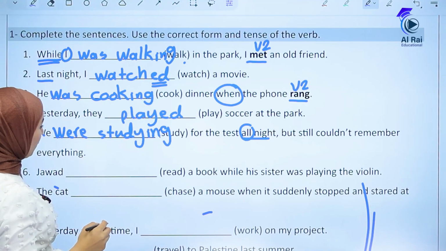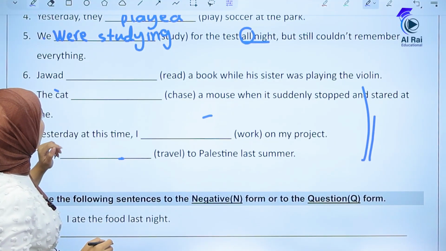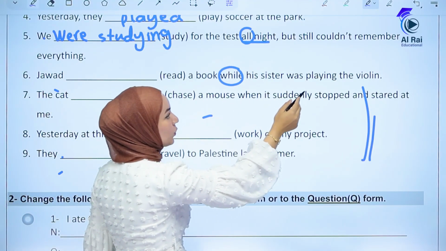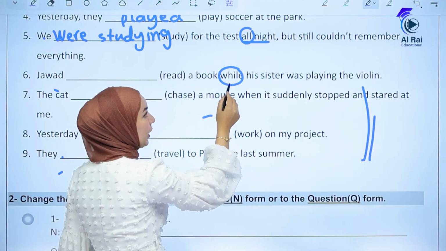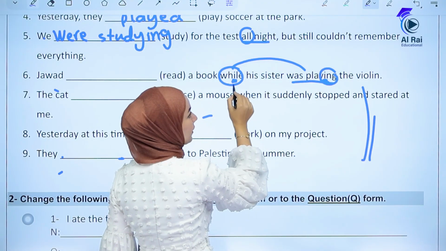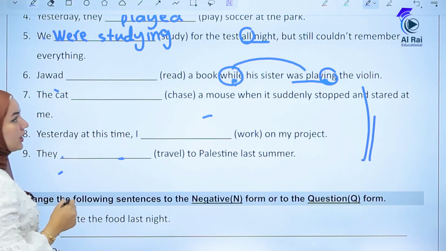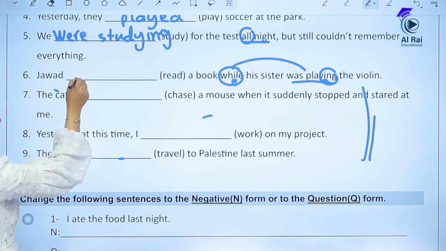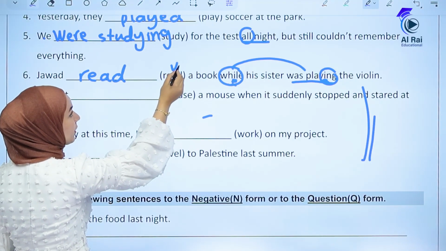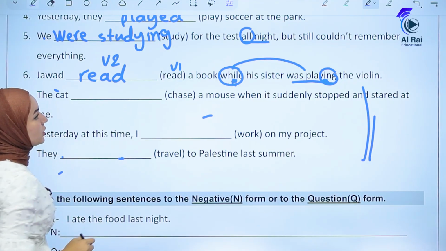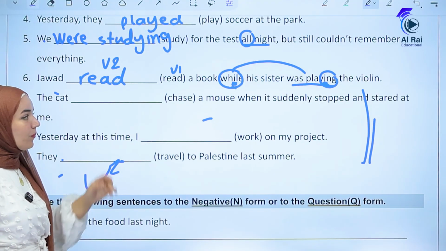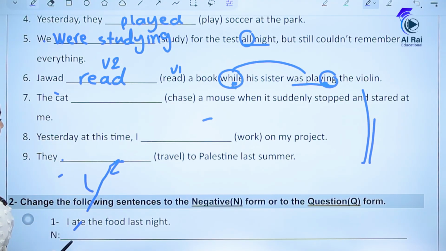Good. Let's move to question number 6 now. Jawad blank read a book while his sister was playing the violin. So with while, this section was where ing. Then the other section has to be verb 2. What is the verb 2 of read? It's read, but the same spelling as verb 1. So this is verb 1, but this one is verb 2. So we will read this, read, and this one, it's read, okay? Question number 7, okay.